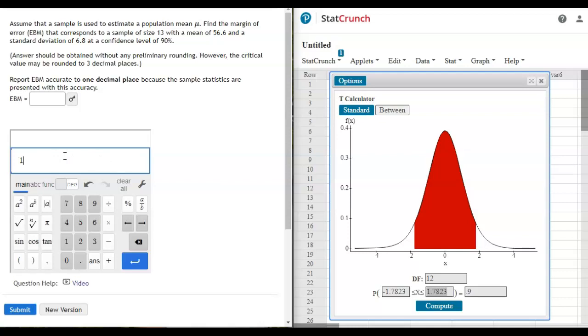So I'm going to have 1.7823, and then you're going to multiply that by the sample standard deviation, which is 6.8, and divide by the square root of n, so square root of 13. That will give you your error bound for the mean, and make sure you round appropriately, so this would be 3.4 as your final answer.